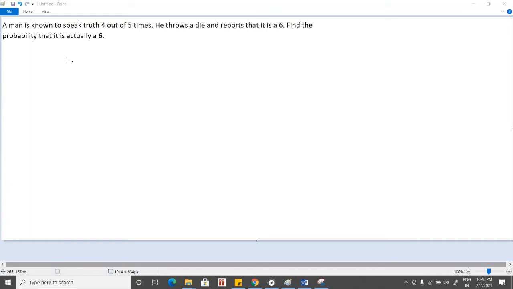So this sum is an advanced sum which is based on Bayes' theorem. It is taken from Amit Agarwal, and this type of problems often come in WBJEE and GATE. So let's start solving. So here goes the problem. A man is known to speak truth 4 out of 5 times. He throws a die and reports that it is a 6. Find the probability that it is actually a 6.